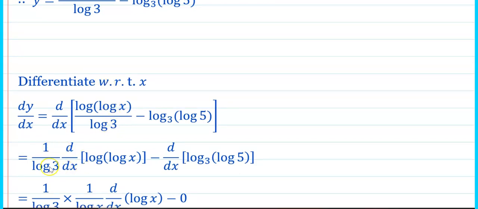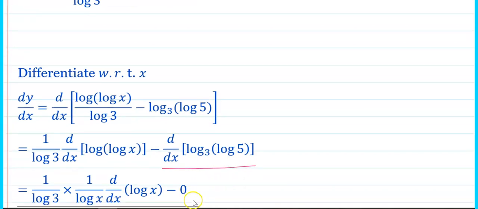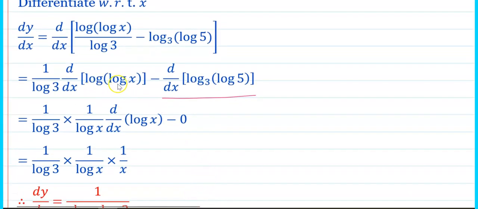Therefore, we take here 1 upon log of 3 into d/dx of log x minus d/dx of log of 5 to the base 3. This is the constant quantity. Its derivative is 0. That is 0. But what about the derivative of log x?